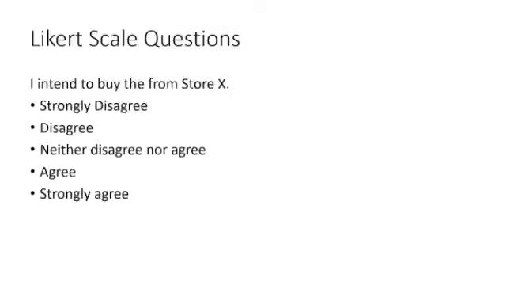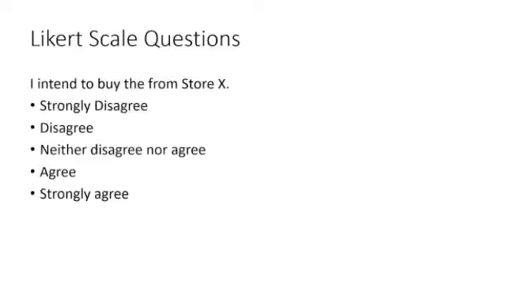Then there can be Likert scale questions, like what I have here, as in I intend to buy from store X. Now there can be a 5-point Likert scale, like I have over here, starting from strongly disagree and moving on to strongly agree. Or there can even be a 7-point or 9-point Likert scale, where you have different degrees of disagreement and agreement in your response anchors.